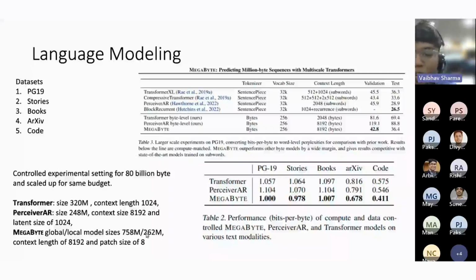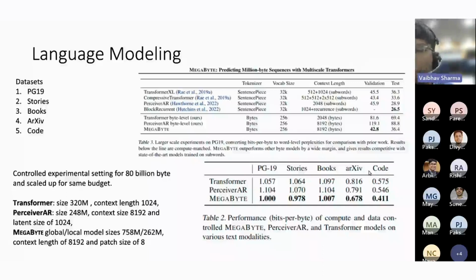What they said about this bits per byte performance analysis is that it was better compared to the other two models, the transformer and Perceiver, for all of these data sets that they trained it on.